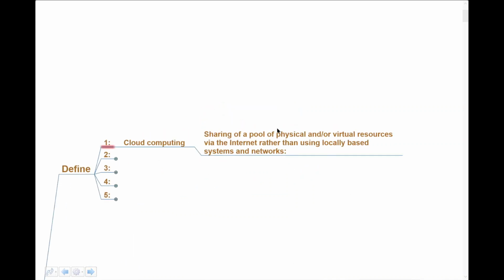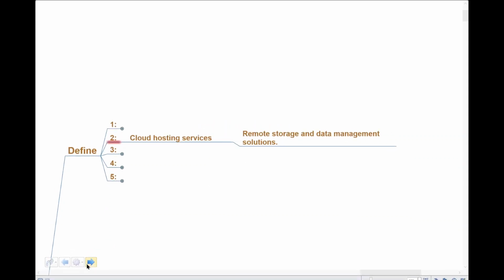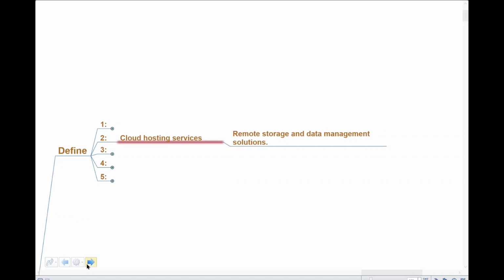Really what we're talking about is the sharing of resources, both physical and indeed virtual, via the internet, rather than having the sort of traditional style, locally based systems. Gmail would be a good example of a hosting service, or any sort of email function. iCloud, etc. So there's cloud and cloud hosting services.